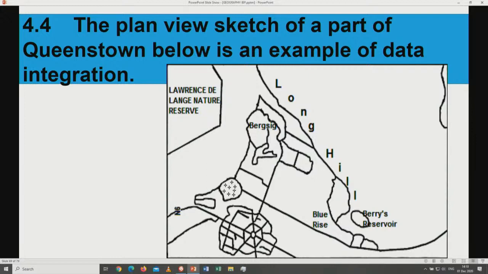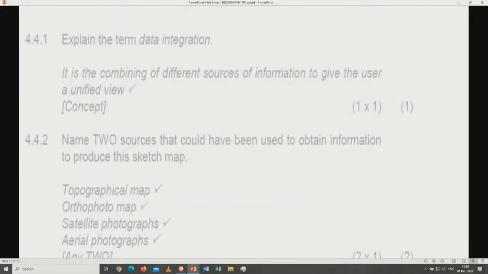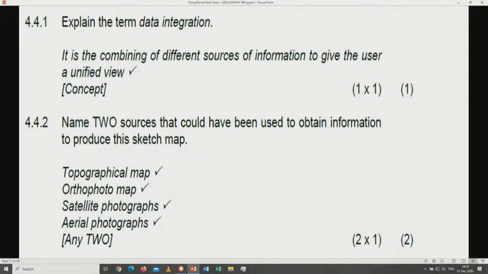Okay, what is happening here now is that, explain the term data integration. Of course, it is the combining of different sources of information to give the user a unified view. Name two sources that could have been used to obtain information to produce the sketch. How do you unify this? You take a topographical map, orthophoto map, satellite image, aerial photographs. You combine them, then you have what? Data integration there.